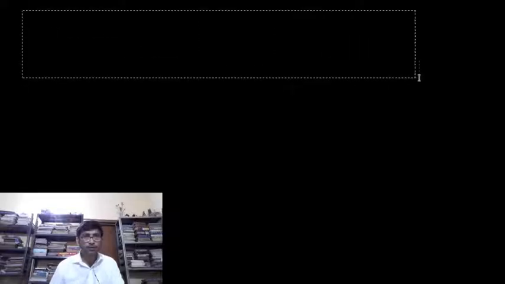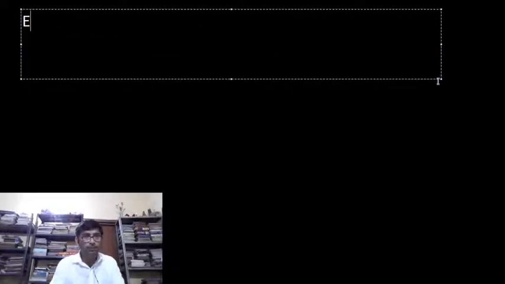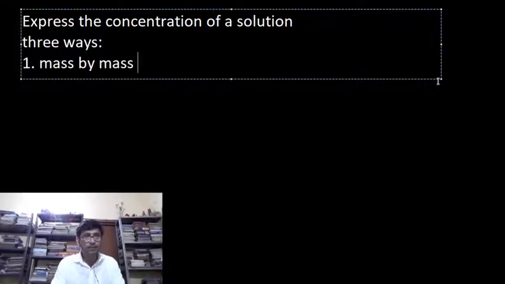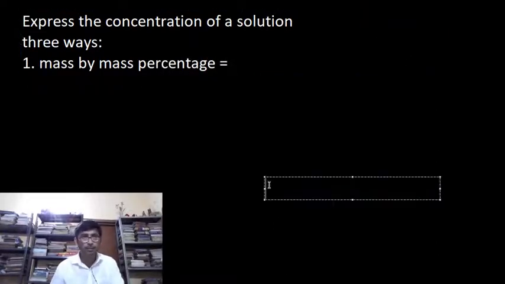Now today we are going to see how we are going to express the concentration of a solution. There are three ways to do so. The first way is mass by mass percentage. Mass by mass percentage is calculated in the following manner.